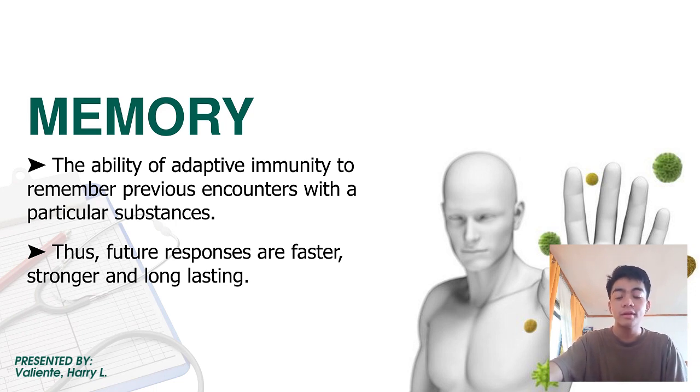First is memory. So when we talk about memory, it is the ability of adaptive immunity to remember previous encounters with a particular substance, so that future responses are stronger, faster, and longer-lasting.